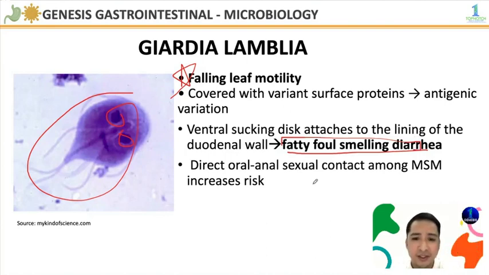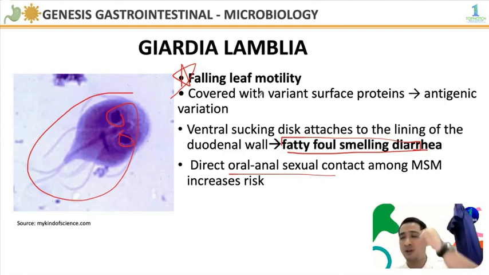Mode of transmission, direct oral anal sexual contact. Yes, you're correct. Men having sex with men. Another term for giardiasis, I can't recall in what book I've read that.